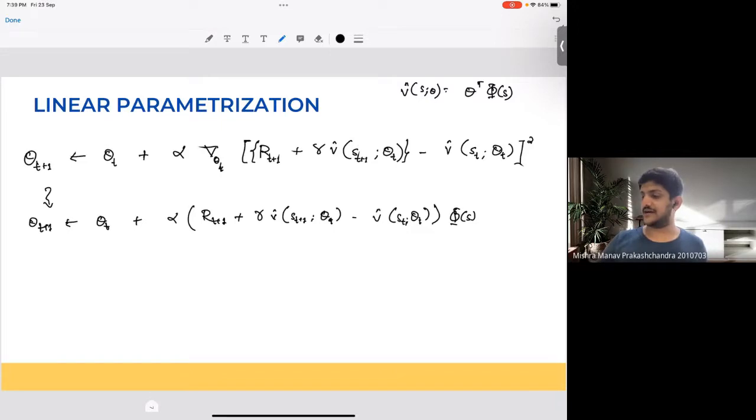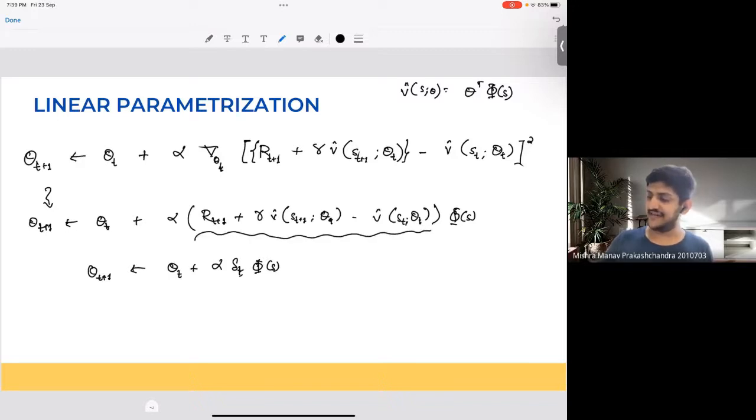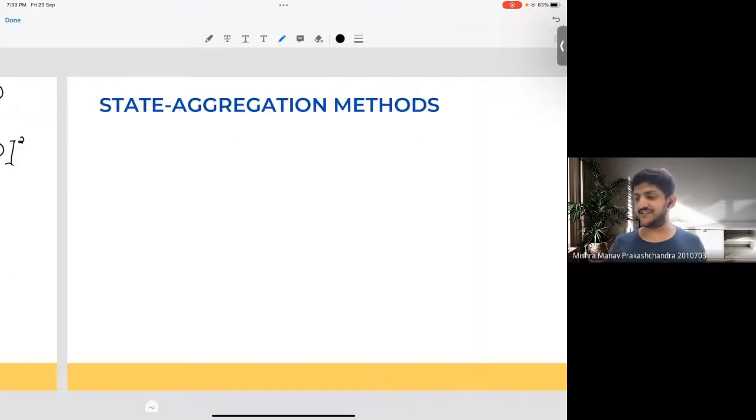Okay. So this is how the theta looks like after I've done a linear parameterization. Notice this can be compactly written as alpha delta t times phi of s. So here, this delta t is nothing but the TD error, right? So this is linear parameterization in short.